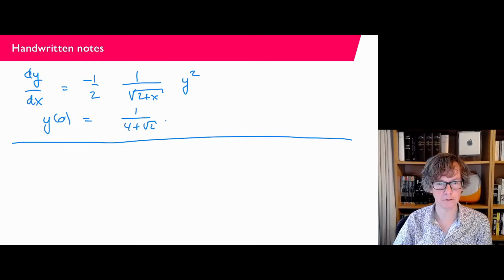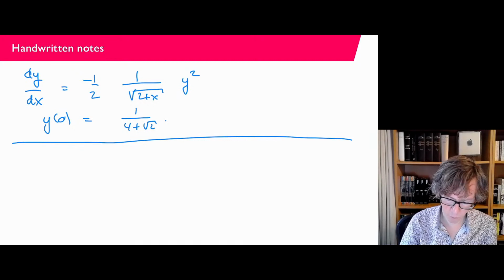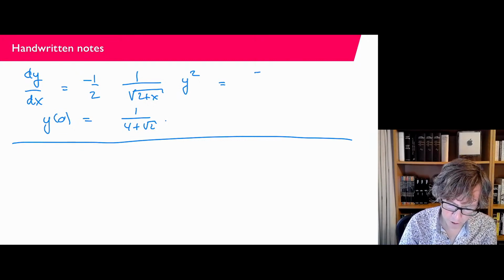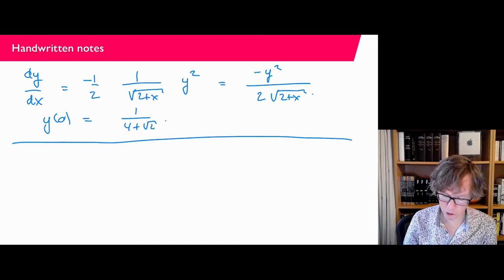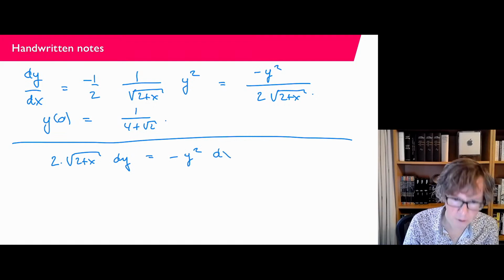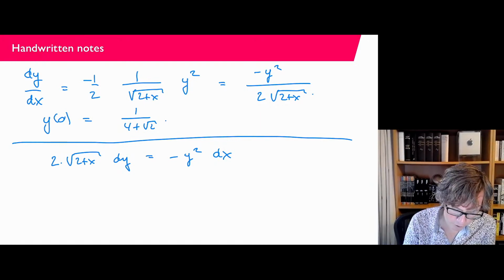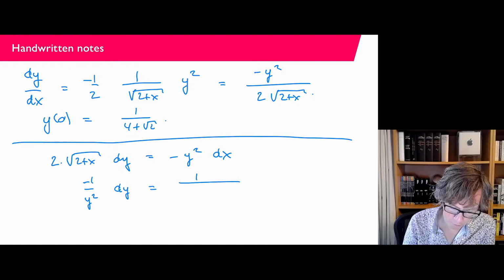So we find, let me write this here, as minus y squared over 2 times the square root of 2 plus x. Then do cross multiplication and we see that 2 times the square root of 2 plus x dy equals minus y squared dx. And let's now make sure that everything with y comes at the left side. So I'm going to write it as minus 1 over y squared dy equals 1 over 2 times the square root of 2 plus x dx.